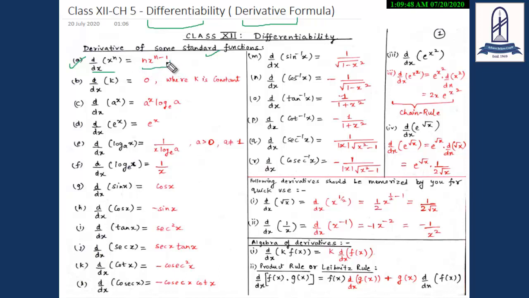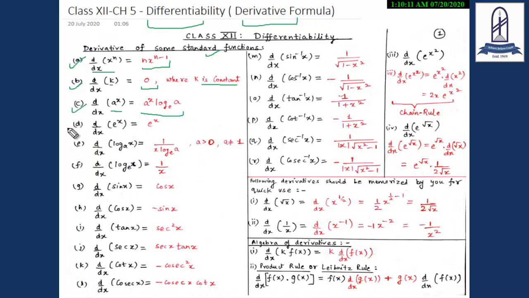to the power n minus 1. And then our next derivative is d by dx of k. Students, here k is constant. So whenever we have to differentiate any constant, the result is always equal to 0. And our third derivative is d by dx of a to the power x, which is equal to a to the power x log a to the base e.